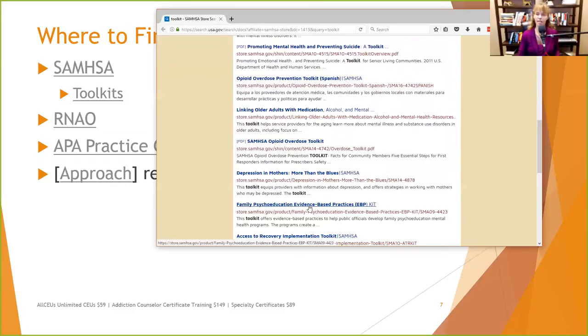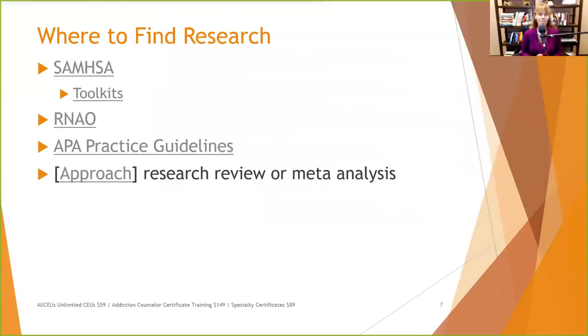You see why I get so excited about these different repositories. Family psychoeducation, evidence-based practices toolkit. Woohoo! It's an EBP and it's free. So that's really cool.